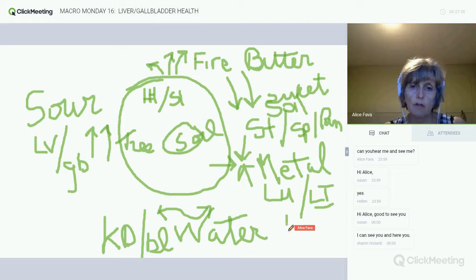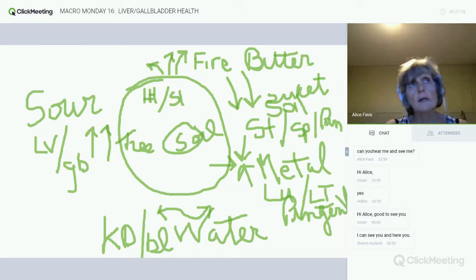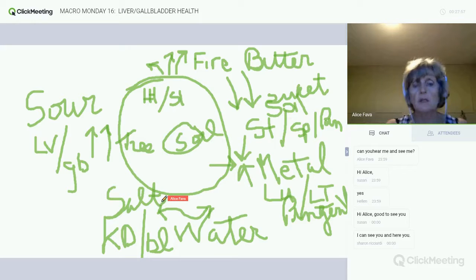For metal energy, it's pungent, like daikon, pungent daikon. I can't think of anything else right now. Anyways, if any of you can come up with some other pungent, that's good. And then for water energy is salt. This is very messy, but anyway, salty taste for water.